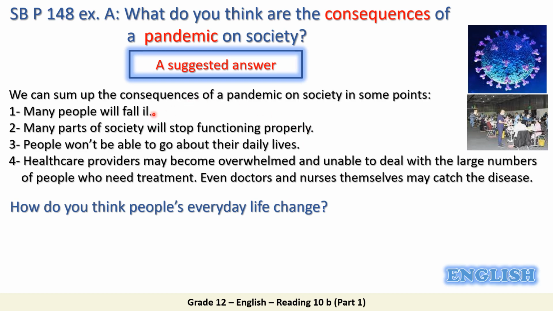We can sum up the consequences of a pandemic on society in some points. Many people will fall ill. Many parts of society will stop functioning properly. People won't be able to go about their daily lives. Healthcare providers may become overwhelmed and unable to deal with the large numbers of people who need treatment. Even doctors and nurses themselves may catch the disease.